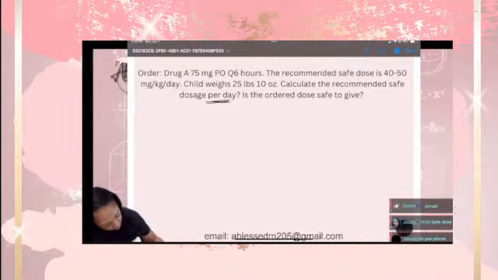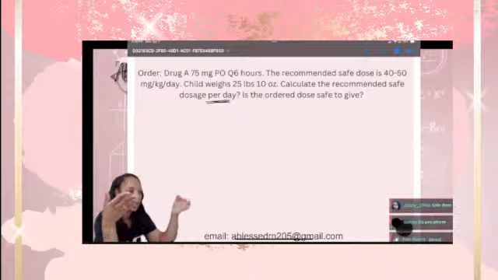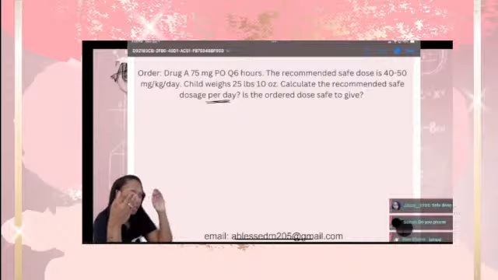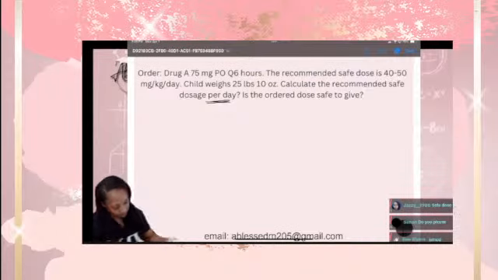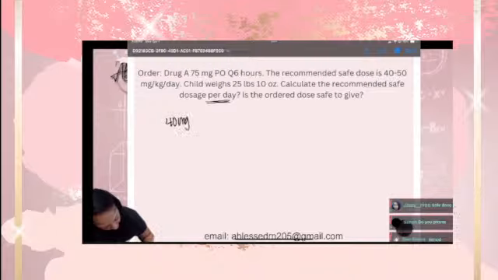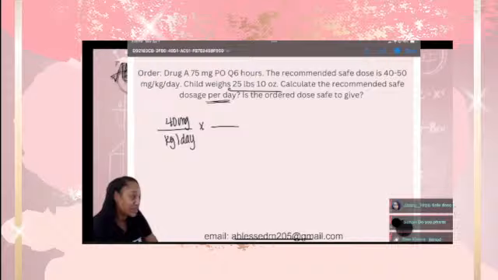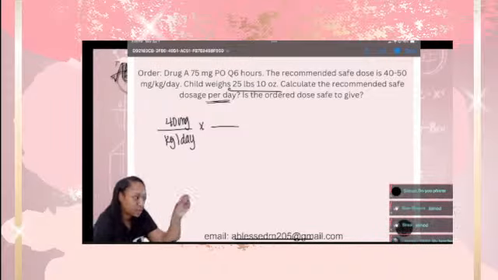All right. So, we're going to find our limits, your lower limit and your upper limit. So, the least that you can give and the most that you can give, okay? So, we'll do 40 milligrams per kg per day. And our patient's weight is in pounds and ounces. So therefore, we're going to have to convert the ounces to pounds.